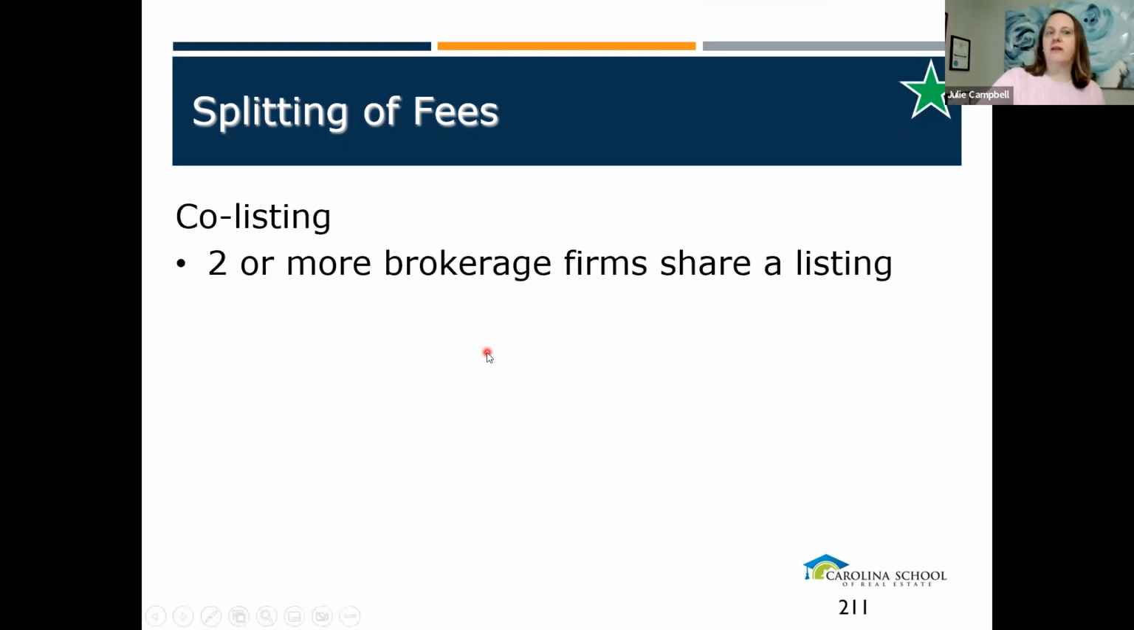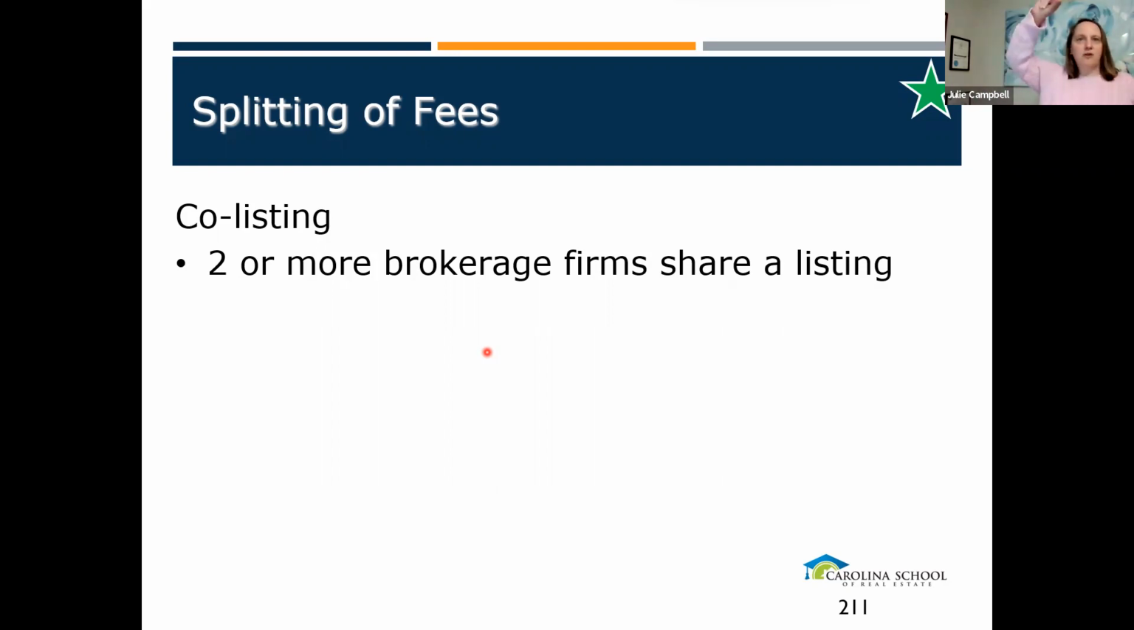The other splitting of fees that we may see is a co-listing. Your firm may have the opportunity to share a listing with another firm. How much are we going to charge the seller? Now both firms have to agree. Both firms have to agree how to split that commission.